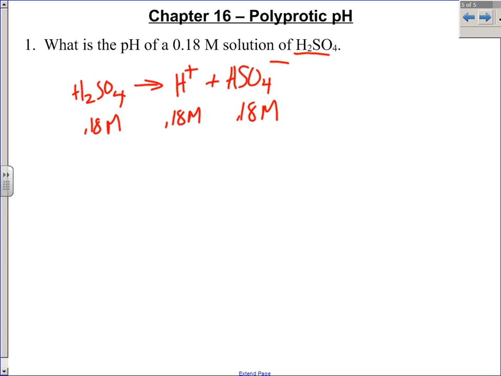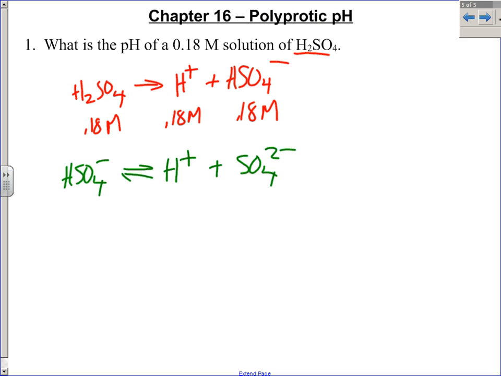Now, at this point, you'd normally be done, and you'd take the negative log of that H plus, and you would calculate what your pH is. But here's the problem. HSO4 minus is a weak acid, which will itself ionize, now in an equilibrium situation, into H plus. So we're going to get more H plus and SO4 2 minus. And I really need to evaluate what this is going to be to find out what my overall H plus is going to be.